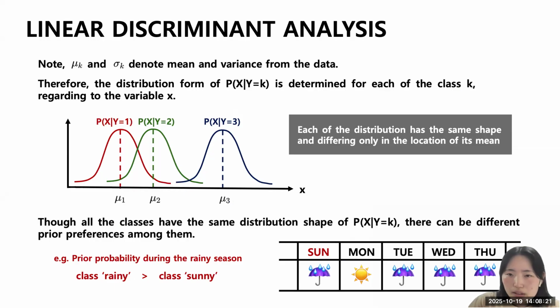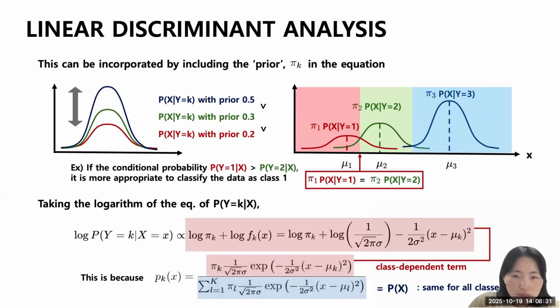For example, during the rainy season, the prior for rainy is higher than sunny, so the model is more likely to classify data as rainy under the same conditions. By multiplying the likelihood with the prior pi k, we get a weighted probability which has different height depending on the class. The cross-section of the probability denotes the boundary of the two classes.